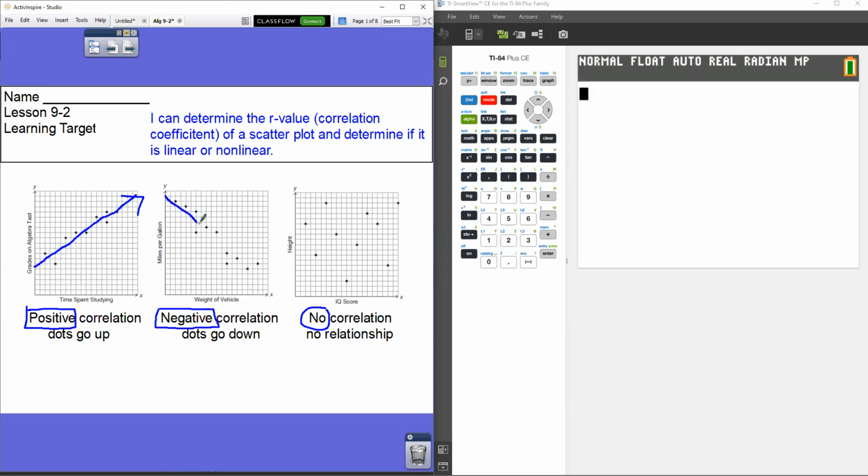In this middle one, going from left to right, just like we read a sentence, the dots are going down. When the dots go down from left to right, that is a negative correlation. And then when the dots are all over the place, that is no correlation. When the dots are randomly scattered all over the place, that means there is no relationship with the data. So positive goes up, negative goes down, no is all over the place.